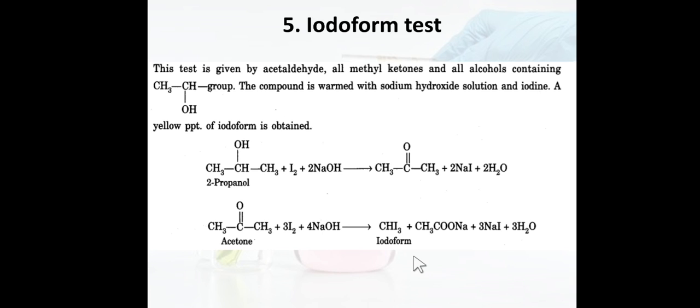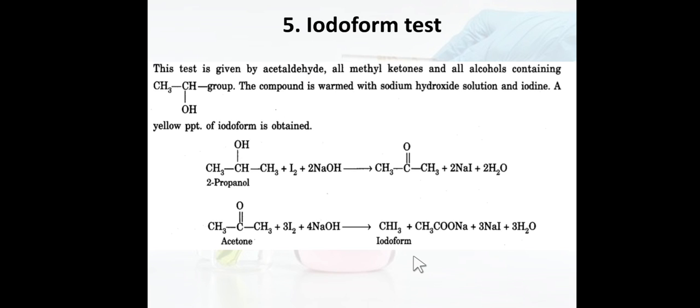So this is a very tricky question. Most of the time in interviews or in examinations, they ask which of the following shows the iodoform test. So all alcohols having the CH3CHOH group, as well as methyl ketones and acetaldehyde, all these functional groups show the iodoform test.